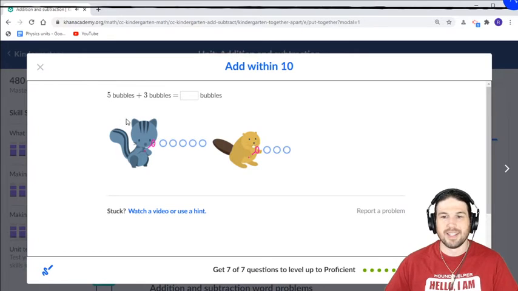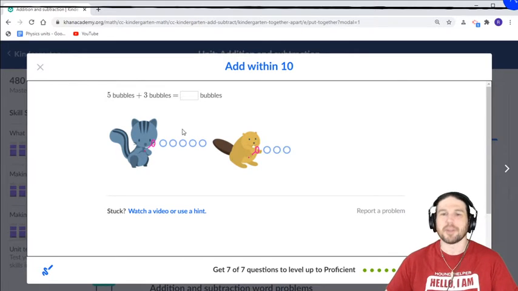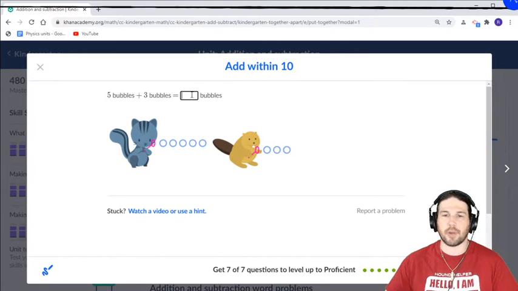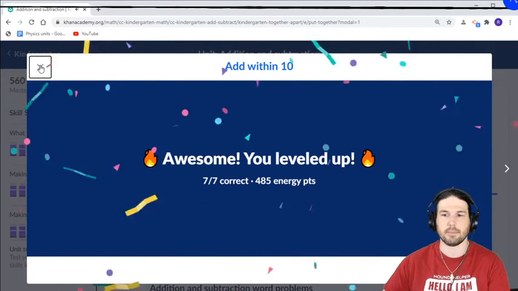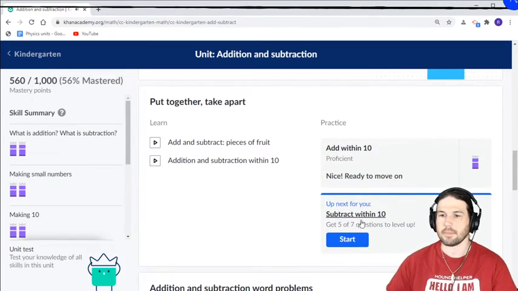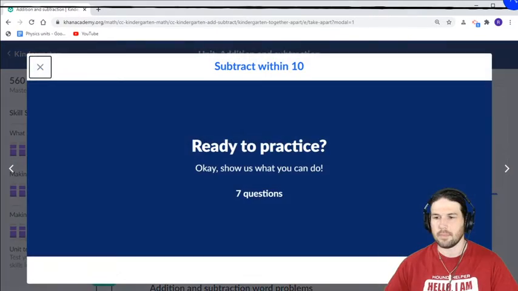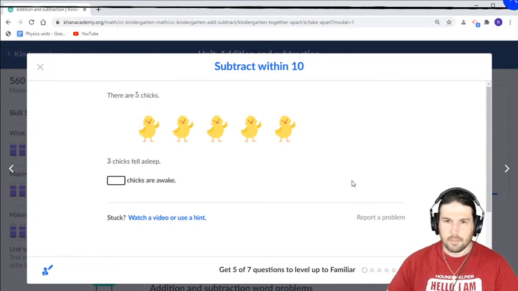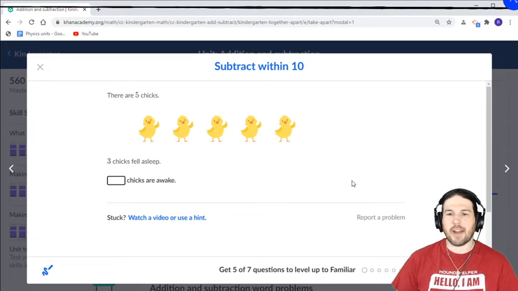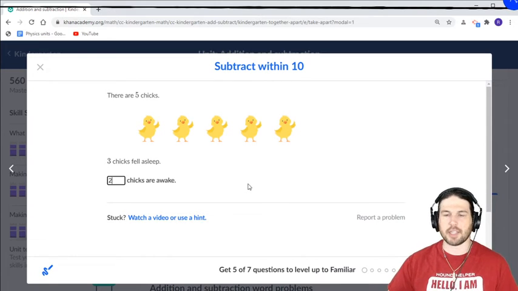So cute. So 5 bubbles plus 3 bubbles equals 8 bubbles. And that's adding within 10. Okay, there are 5 chicks. 1, 2, 3, 4, 5. 3 of them fell asleep. 2 chicks are awake. This is the same thing, just again putting it into context.